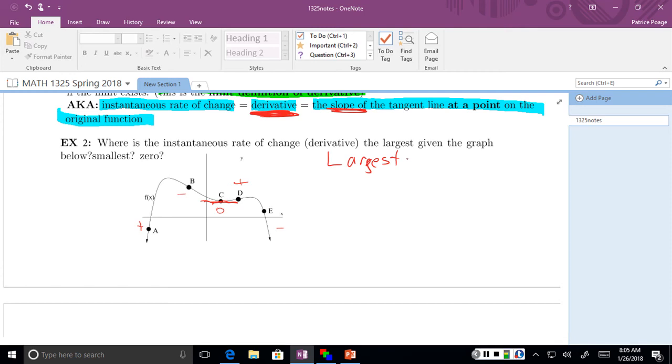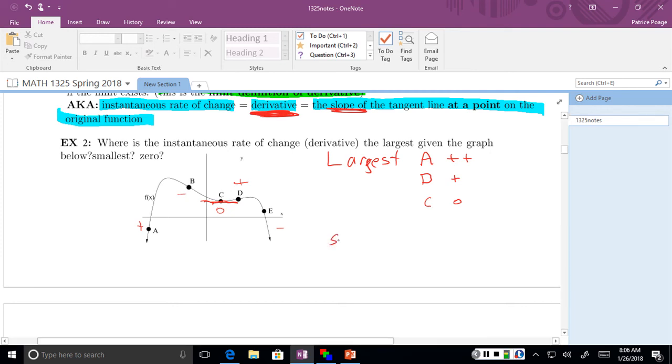A. A is the larger, the steeper, so it is the largest instantaneous rate of change, the largest derivative. What's the next largest? D, the other positive one. So this one is what I would call very positive. This one was a little positive. What's the next largest one? C. It had a slope of 0. And now we're looking at the two negatives. We have B and E. So one of those is larger than the other.